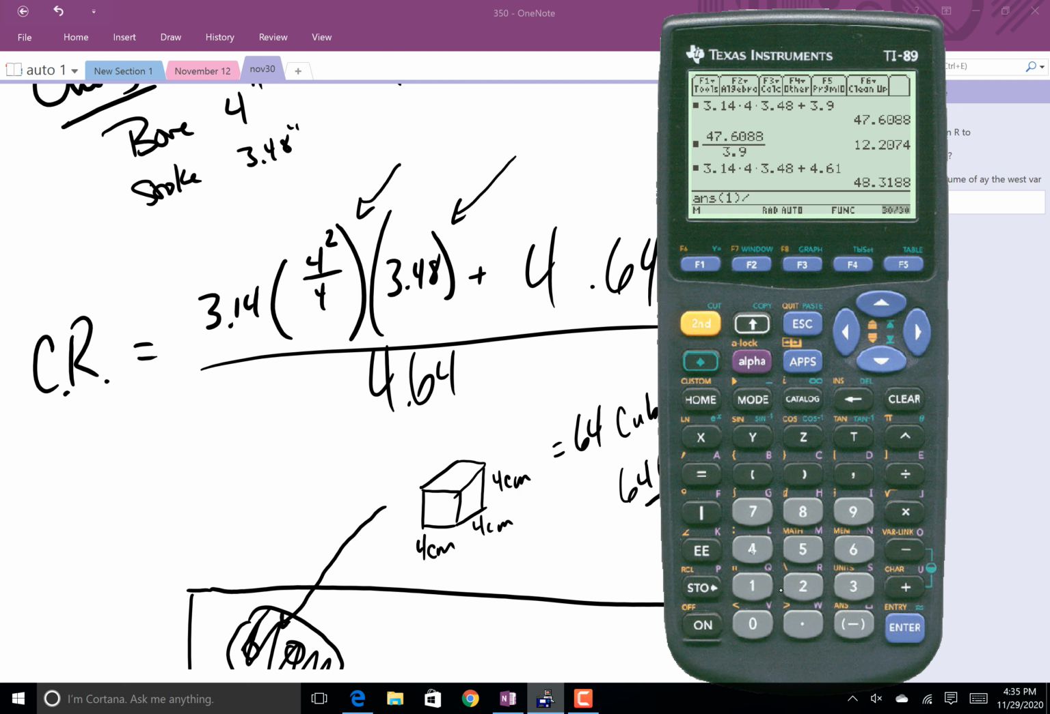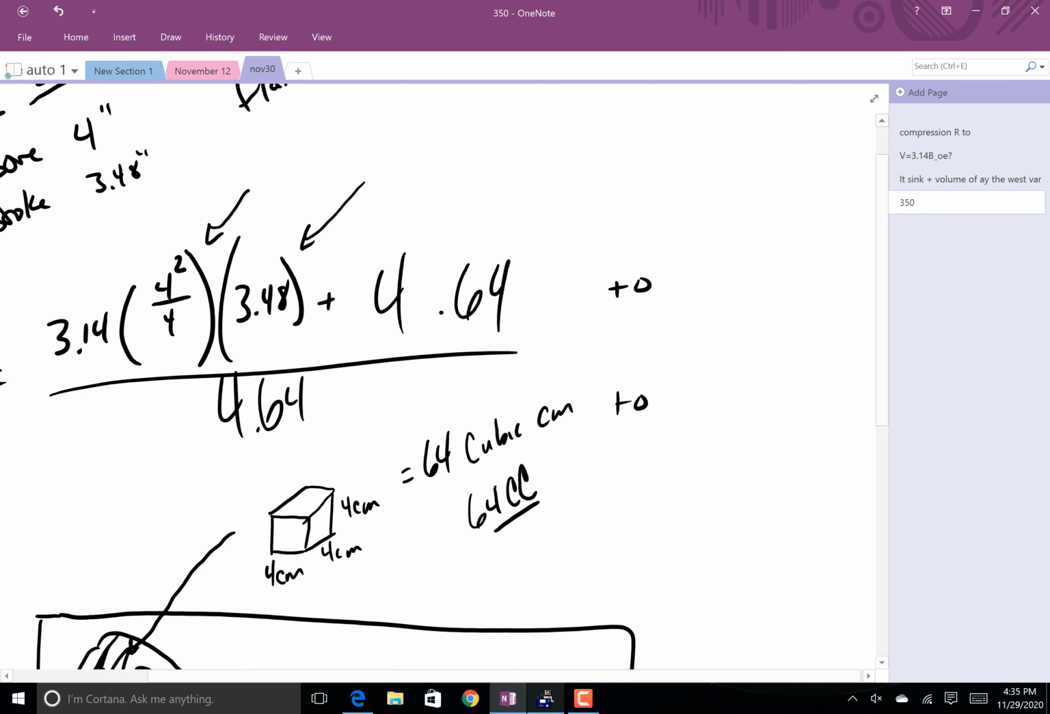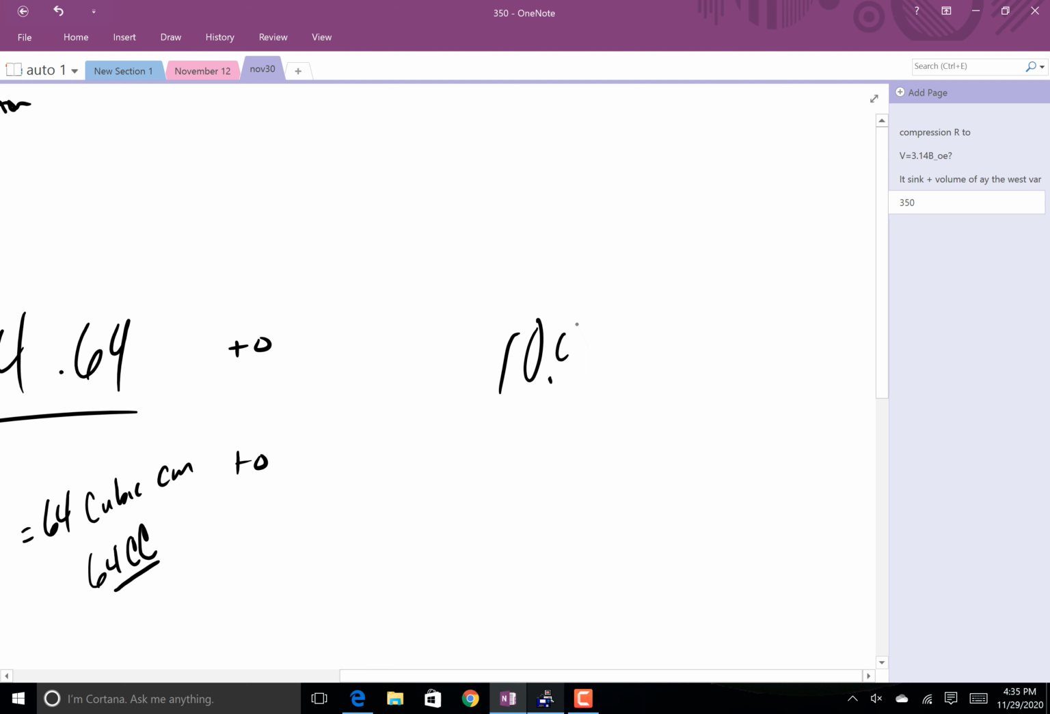And if you divide that by 4.64, what you will find is that we end up with about a 10-to-1 compression ratio. Now, in reality, it's going to be a little less than that, because the stock pistons probably are not flat top. They probably have a little bit of a dish in them. Also, in real life, we have to take into account the thickness of the head gasket and a few other odds and ends. But for right now, all we're going to talk about is this situation here. Okay, it's pretty straightforward. We would write this as 10.4 to 1. That's how you'd write it.